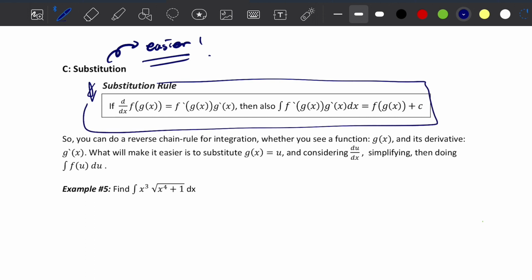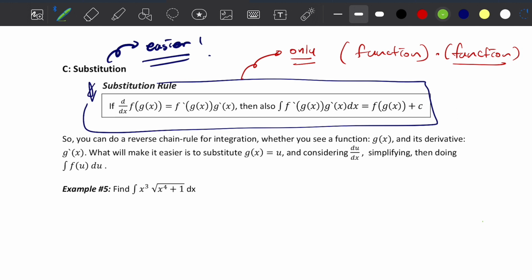So this is the rule that we can use with the substitution. But what you need to remember is you can only use substitution when you have a function multiplied with another function, and that other function needs to have a function inside it. So you can use substitution when a function is multiplied with another function and that other function has a function inside it. Let's do example number 5 right away.